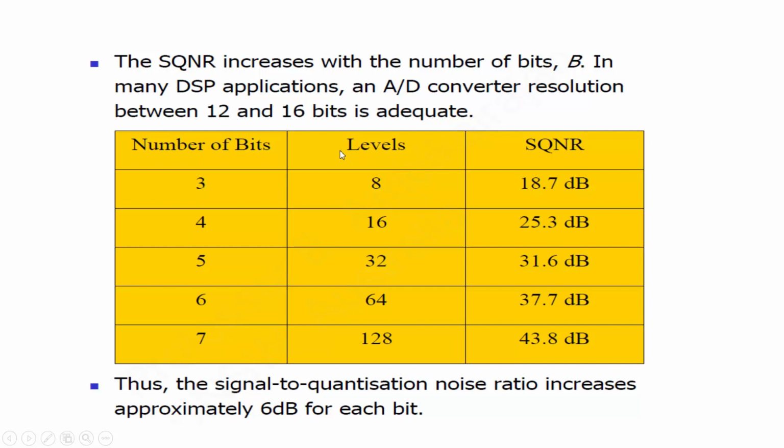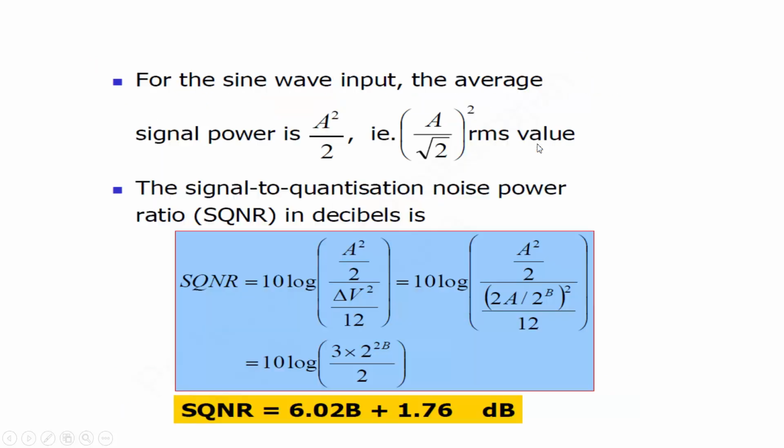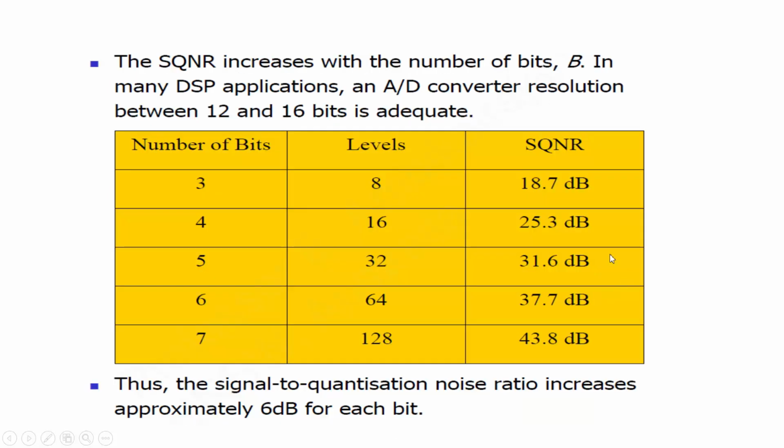If you see this table, the first row explains the number of bits, levels, and SQNR. If the number of bits of the A to D converter is 3, how many levels will there be? 2 to the power 3 will be 8. And what is the SQNR? Calculated using this formula, it is 18.7 dB. Now if we increase the number of bits by 1, let's say 4 bits, how many levels will there be? 2 to the power 4 will be 16. And the SQNR is 25.3. There is a difference of approximately 6 dB.